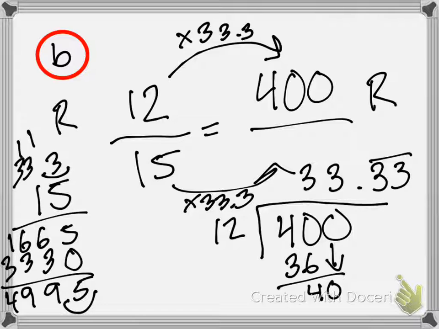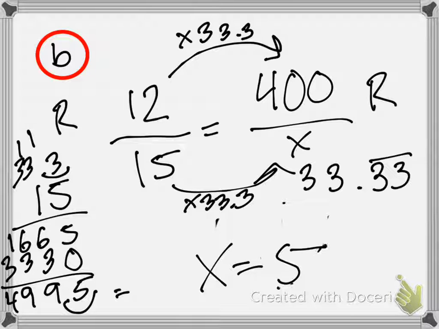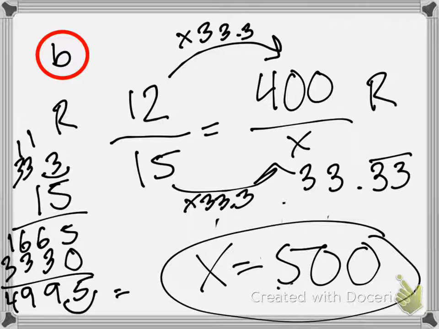Can we have 0.5 of a person? No. So we're going to round that. What is our X going to be in this case? If we have 499.5, who can give me a good X? Anita. 500. Exactly. 500. Great job, you guys.